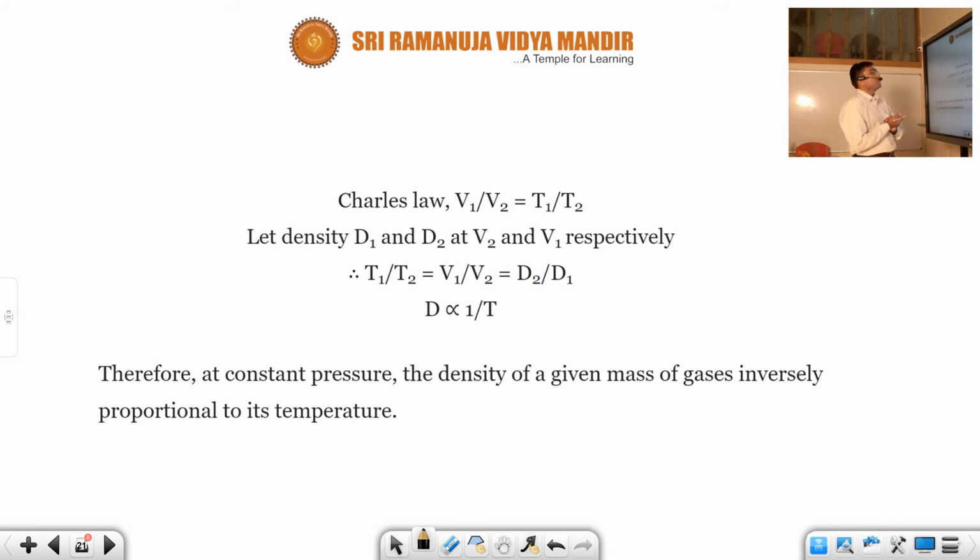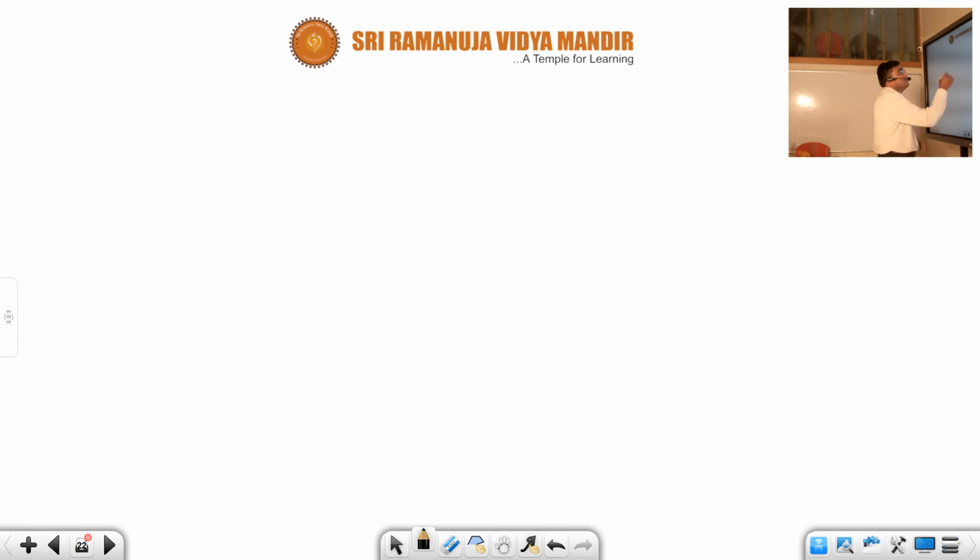So let us move forward. Now, how to relate Charles' law with density? So have a look here. Students, you know very well, PV is equal to nRT. PV is equal to number of moles, which is weight by molecular weight, into RT.